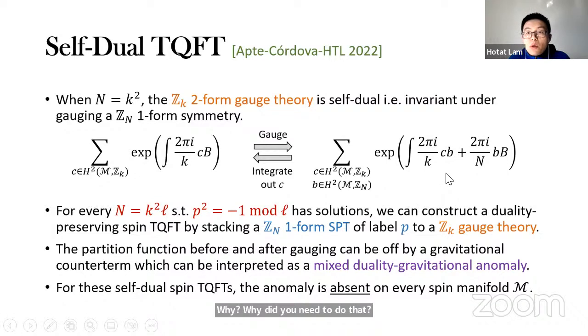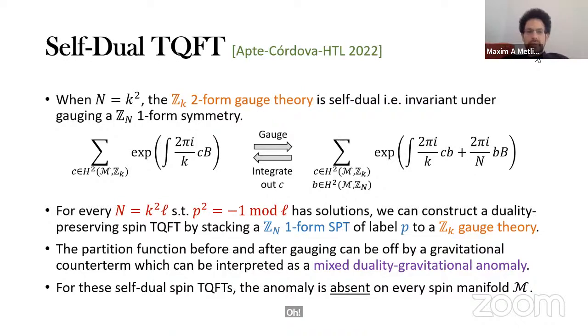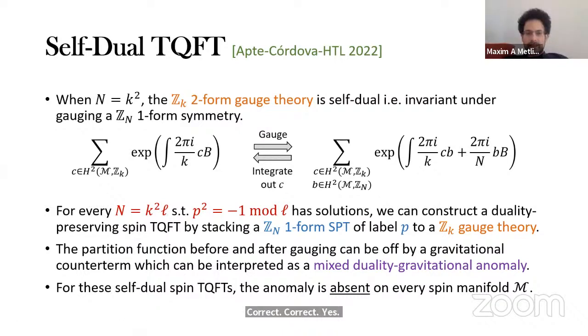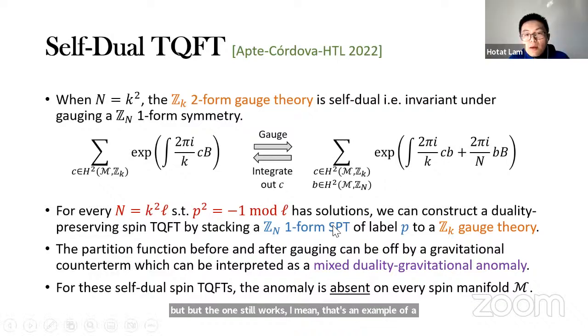Oh yeah. So I want to construct more. I want to construct more self-dual TQFTs. Oh, I see. So L equal 1, you go back to your first point, but then you can construct a bigger family. Correct. Yes. But L equal 1 still works. I mean, that's an example of a self-dual. Correct. Yeah. Exactly. When L equals 1, L equals 1 always works, right?